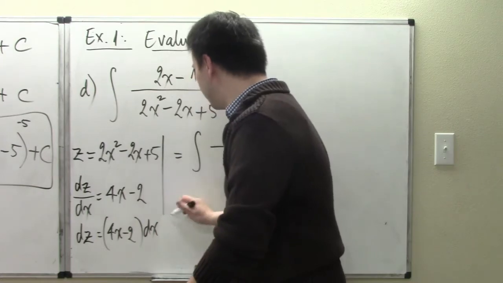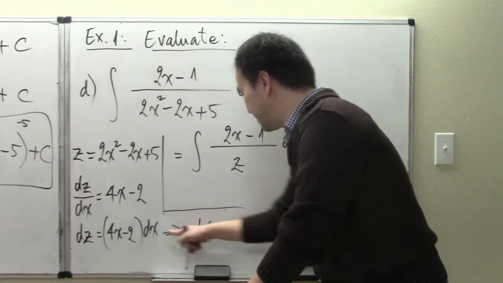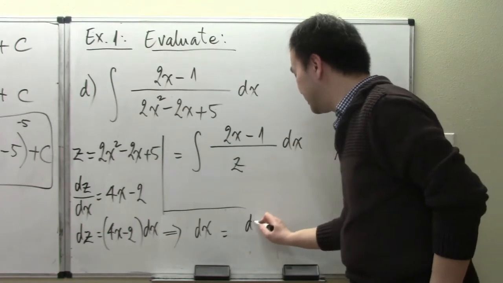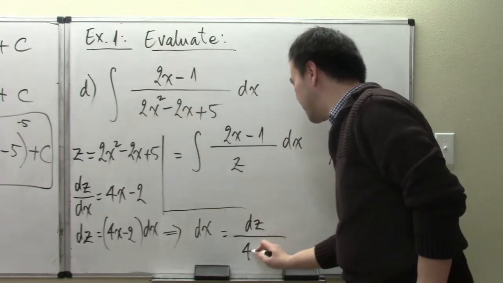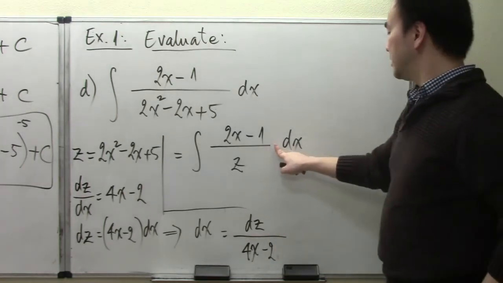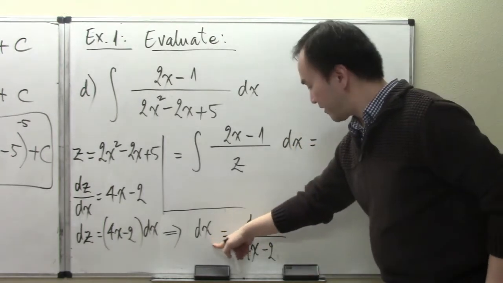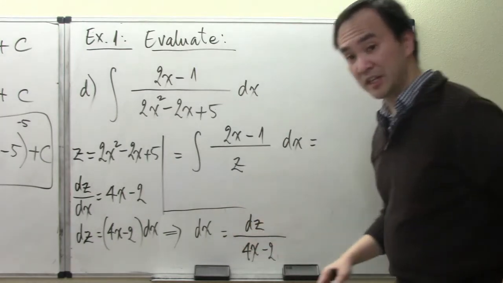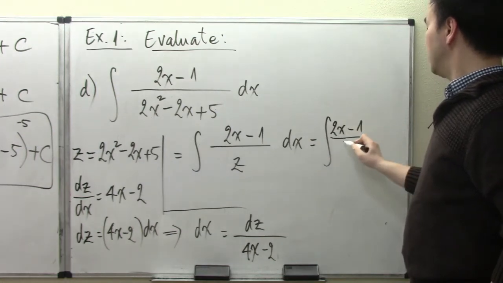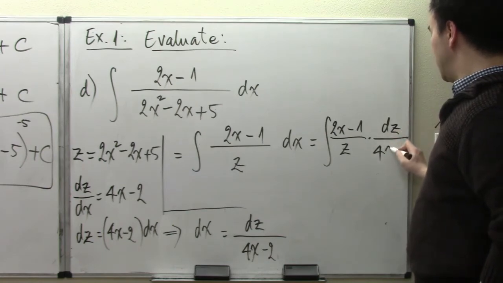And so now I'm going to solve for dx by dividing both sides by that 4x minus 2. That gives me dz over 4x minus 2. Now, in my work, I found that dx can be substituted by dz over 4x minus 2. So let it be that way. So, 2x minus 1 over z, but times dz over 4x minus 2.